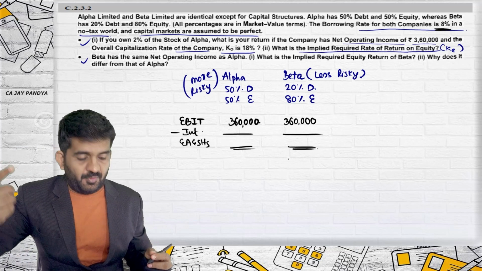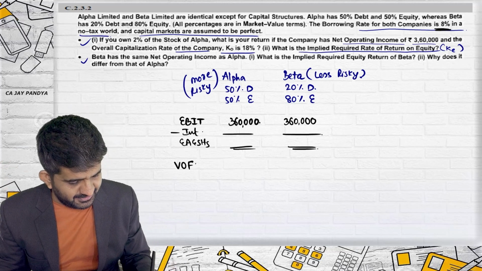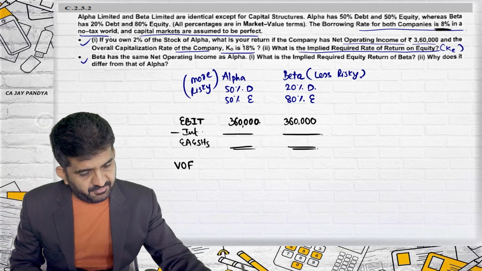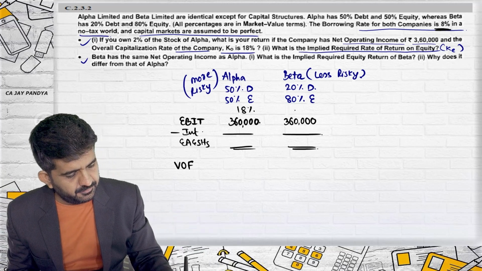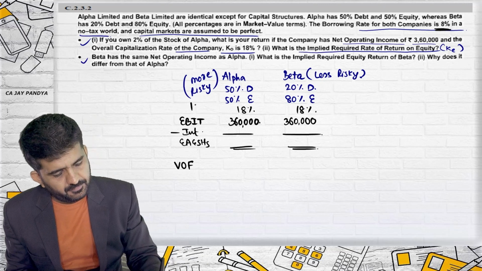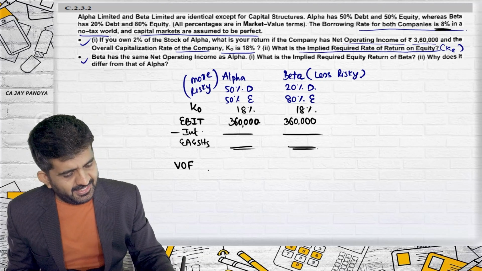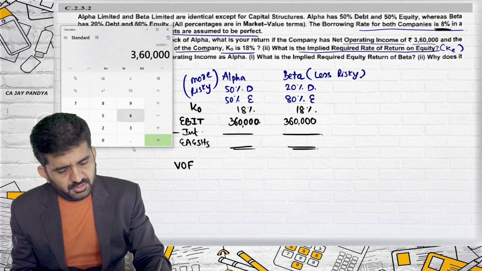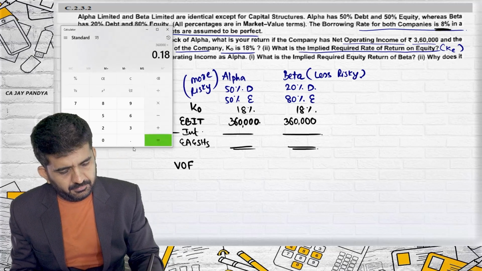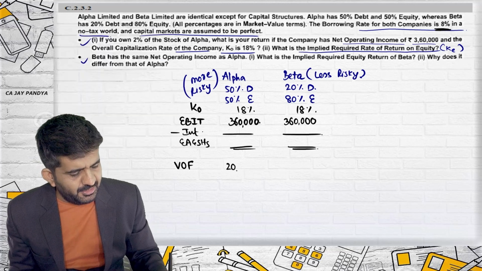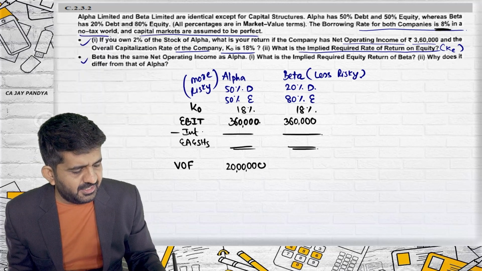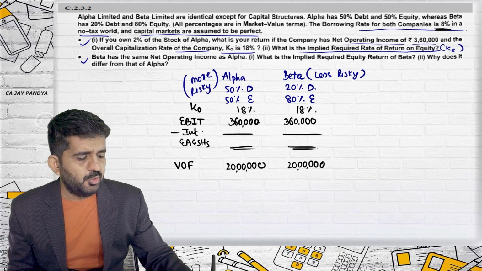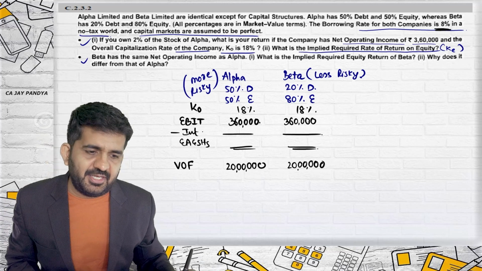Can I find out value of firm? Yes. EBIT divided by KO, and KO is given, is 18%. So EBIT divided by KO will be value of firm. 3,60,000 divided by 18% is 20 lakhs. And you know, in net operating income approach, value of firm remains same. Also, it will be 3,60,000 divided by 18%.